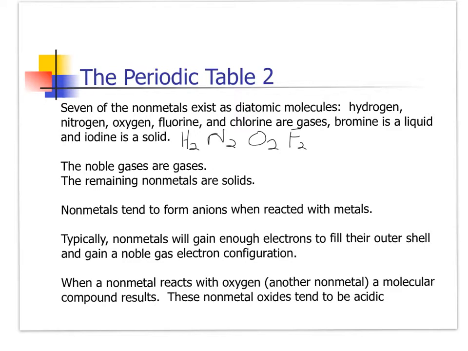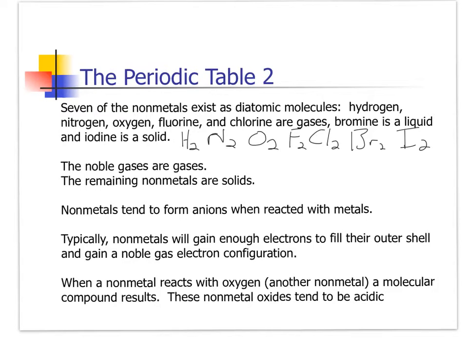fluorine, chlorine, bromine, and iodine all exist as a molecule. All of them are gases except for bromine and iodine, where bromine is a liquid, iodine is a solid.